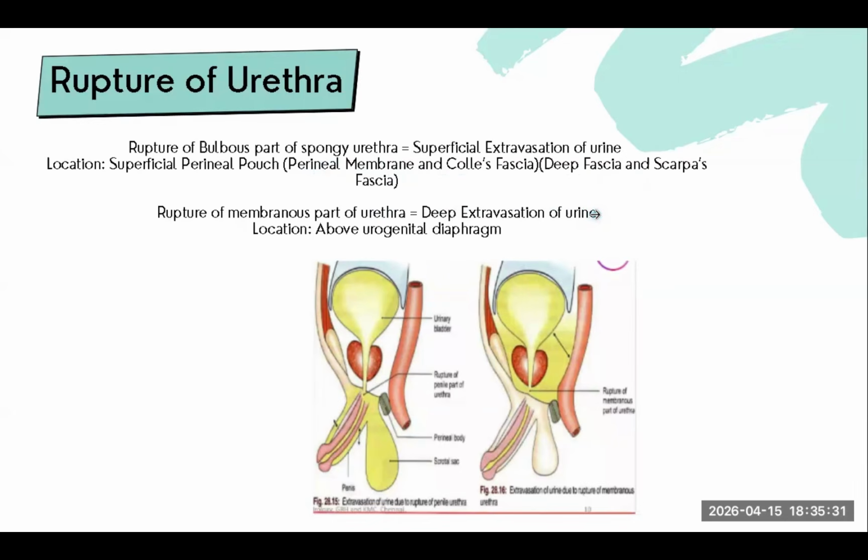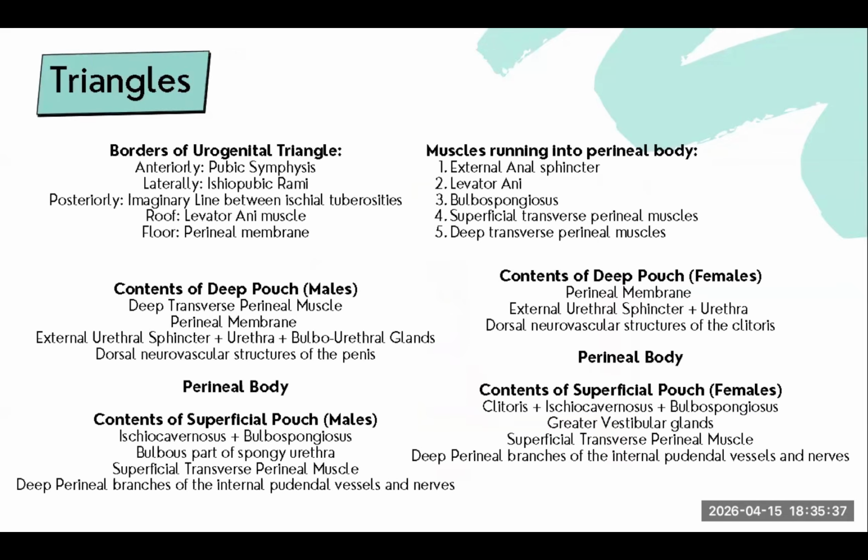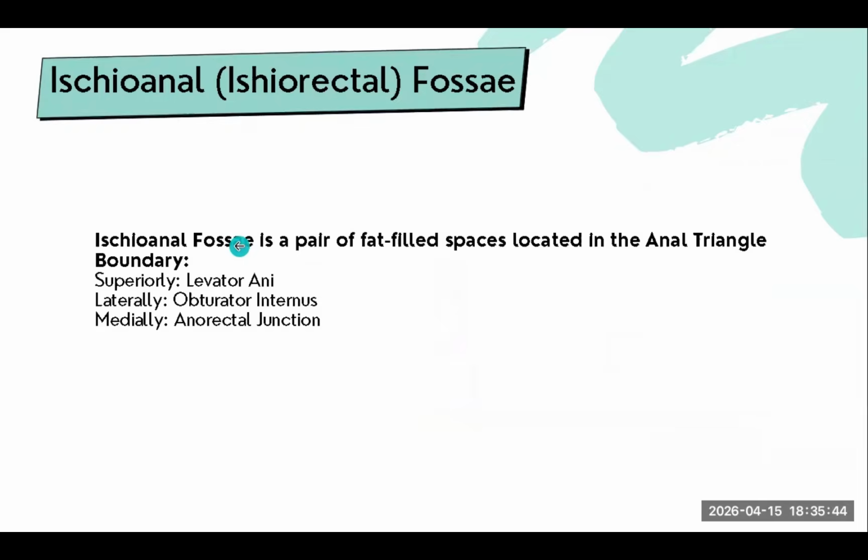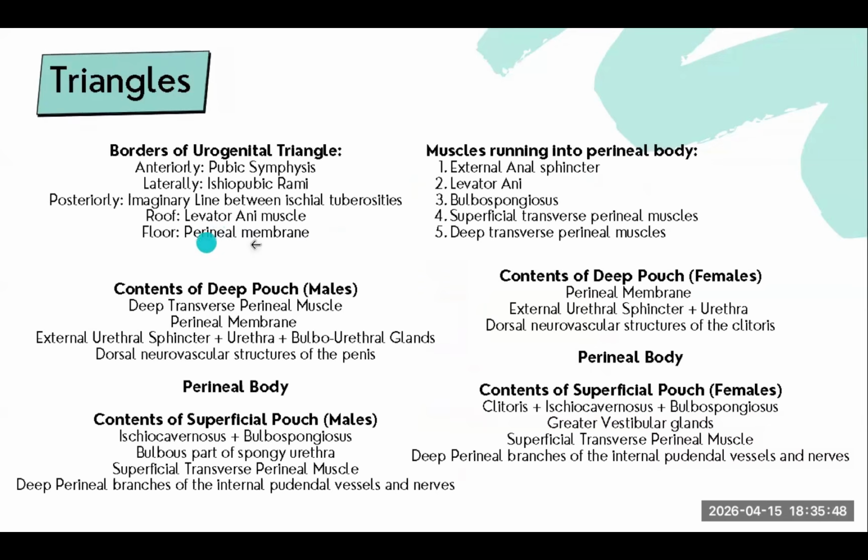Now, one thing I didn't mention is that the deep perineal membrane, wait, let's go back. The deep perineal pouch is in between, what's it called? It's in between the urogenital diaphragm over here and the perineal membrane. Okay? As for the superficial pouch, it's in between the perineal membrane and Colles fascia.